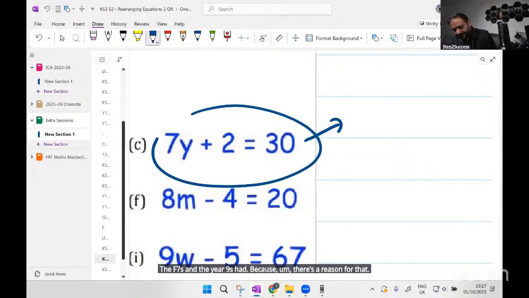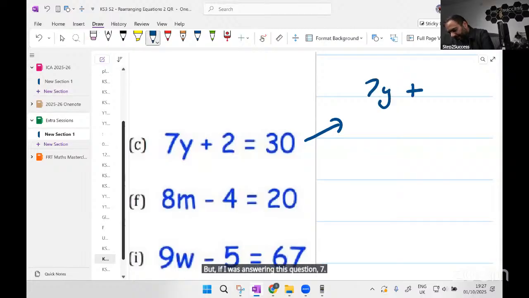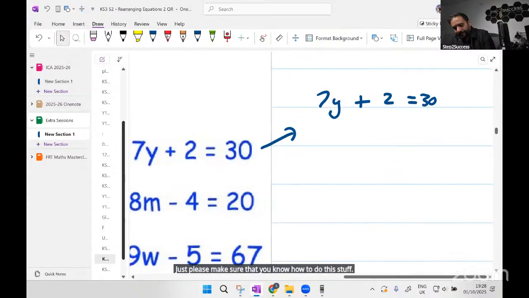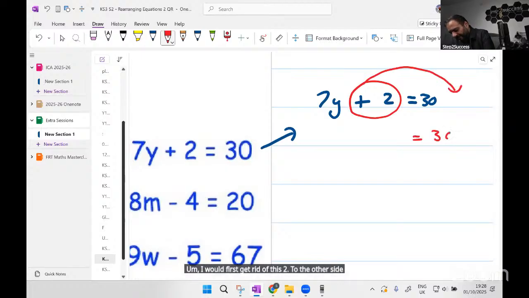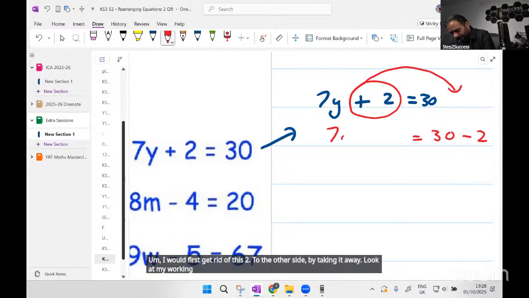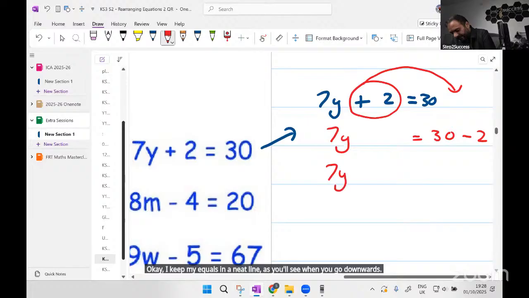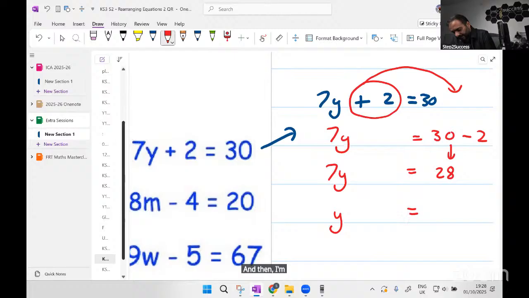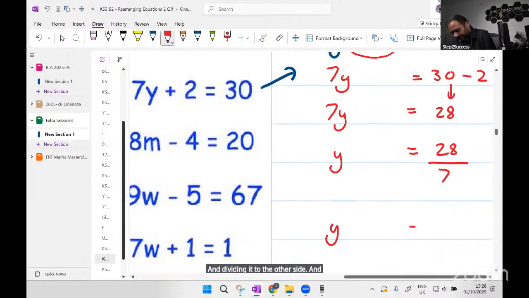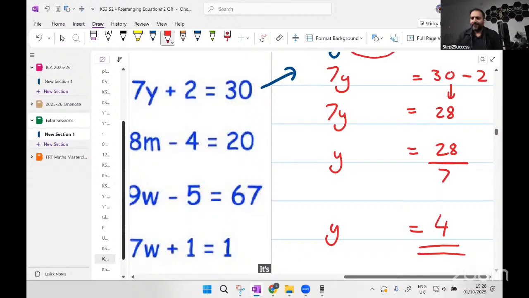But if I was answering this question, 7y add 2 equals 30, just please make sure that you know how to do this stuff. I would first get rid of this 2 to the other side by taking it away. Look at my working out when I'm doing this. I keep my equals in a neat line, as you'll see as you go downwards. 30 take away 2, I'm going to write the answer below it, so 28. And then I'm going to get y by itself by removing this 7 and dividing it to the other side. And 28 divided by 7 is 4. And that becomes the answer to that particular question.